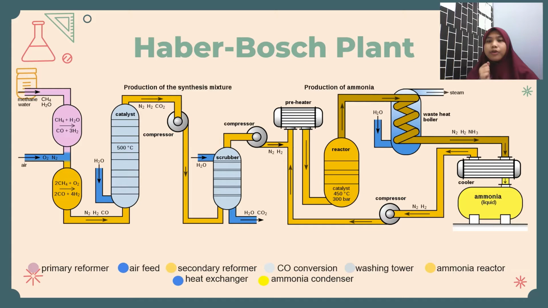I will continue on ammonia synthesis. This is the Haber-Bosch plant figure. Here we can see the primary reformer, air feed, secondary reformer, carbon monoxide conversion, washing tower, ammonia reactor, heat exchanger, and ammonia condenser.